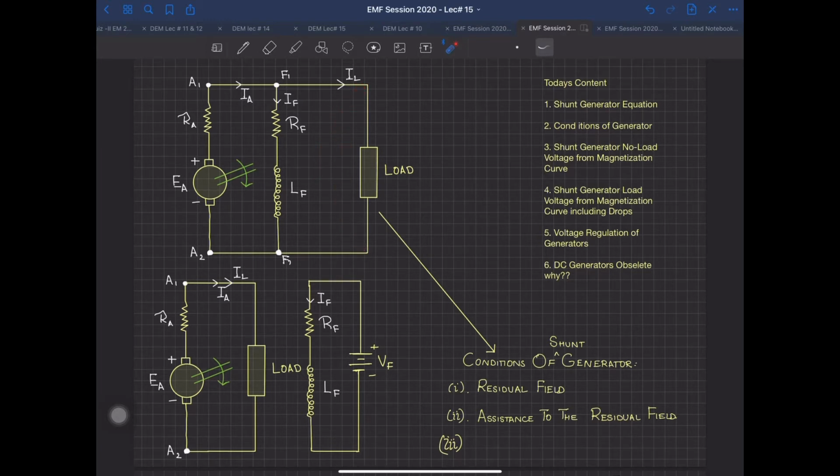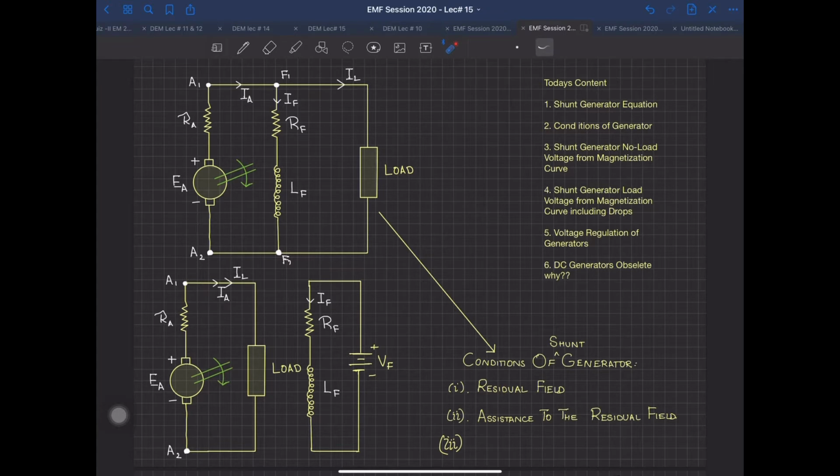Now I have shown over here the two circuit diagrams, nothing special changing. The only thing different is that for a separately excited generator you require a DC supply. Now if you are in some isolated place and you don't have access to some batteries or some other DC supply, then this generator is a no-go area. Then you cannot use this generator, and it's better to use a shunt generator. But in a shunt generator there are some conditions which have to be fulfilled, and I'm just going to discuss them.